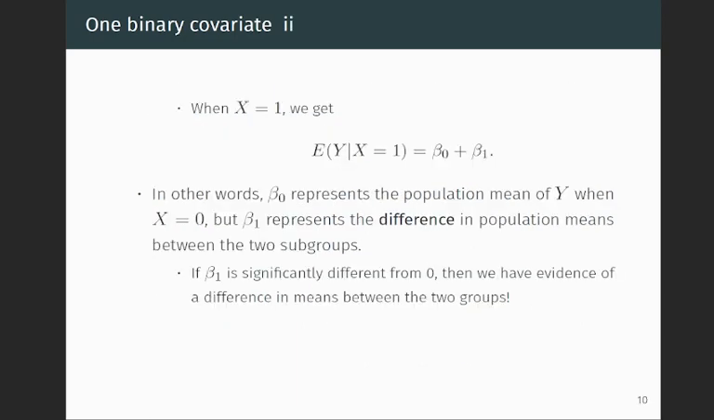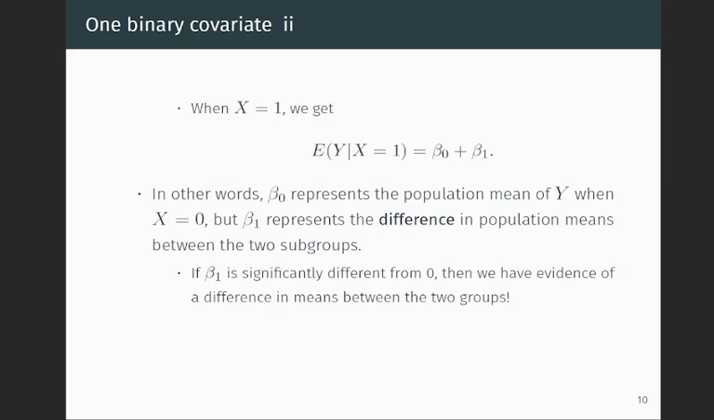And next, if we set x equal to 1, we get beta 0 plus beta 1 times 1. In other words, the expected value of y given x equals 1 is equal to beta 0 plus beta 1. And so now we can actually interpret those two coefficients. Beta 0 represents the population mean of y when x is equal to 0. But beta 1 represents the difference in population means between the two subgroups.